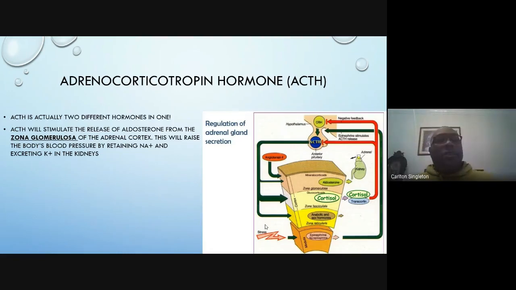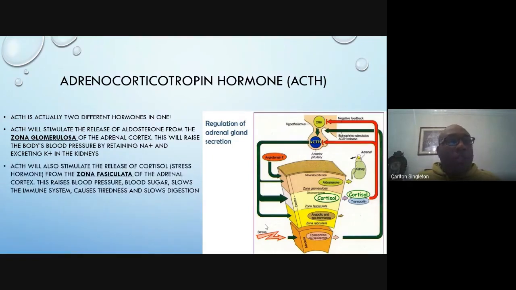Okay. And ACTH will stimulate the release of aldosterone from the zona glomerulosa. I mentioned this in the lecture over the different glands. The zona glomerulosa of the adrenal cortex produces aldosterone. Okay, and this will stimulate the retaining of sodium and the excretion of potassium, and this will raise the body's blood pressure in response. Okay, ACTH will also stimulate the release of cortisol, which is a stress hormone, from the zona fasciculata. Okay, and this raises blood pressure, blood sugar, slows the immune system, causes tiredness, and slows digestion. So this is what we call the stress hormone.